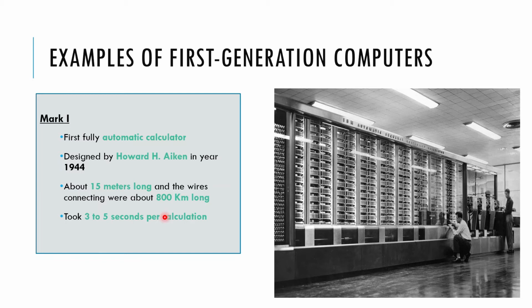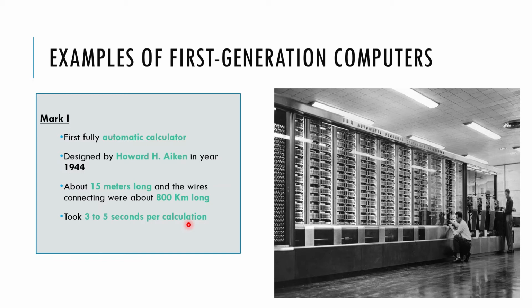So the points which you need to remember regarding Mark 1 are automatic calculator, first fully automatic calculator designed by Howard H. Aiken in the year 1944, about 15 meters long, and the wires connecting different parts of the machine were about 800 kilometers long. Used to take 3 to 5 seconds per calculation.